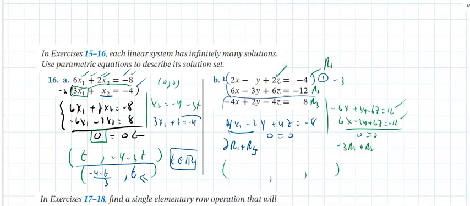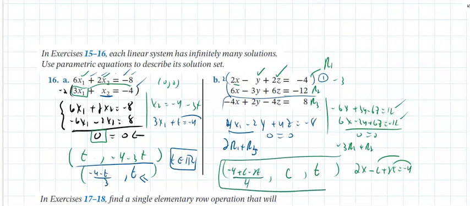If I call this z t, and I call y any other variable, say c, wouldn't 2x minus c plus 2t equal -4? Move those over and divide by 2, and that's how these are related. (-4 plus c minus 2t) divided by 2. That would be the solution, where t and c could be any numbers and they don't have to be the same.